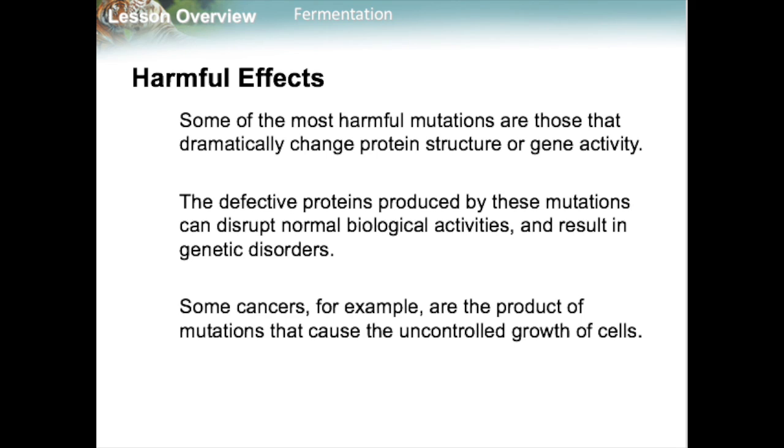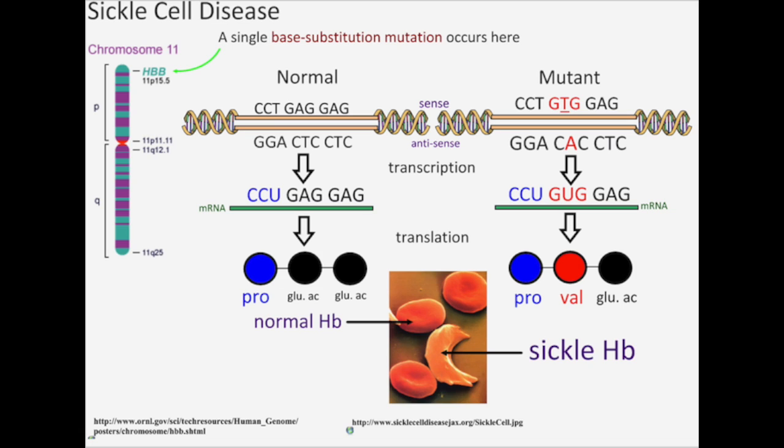Some harmful ones dramatically change your protein structure. These are produced by mutations that disrupt normal biological activities. Some cancers do that. Sickle cell disease is a disorder associated with changes in the shape of red blood cells. I'm going to show you guys a photo that's going to explain this. So here's a normal DNA sequence. You have the DNA, it's going to get transferred here. This is still DNA, this is transferred to mRNA. We have this one right here. So this is a normal red blood cell.